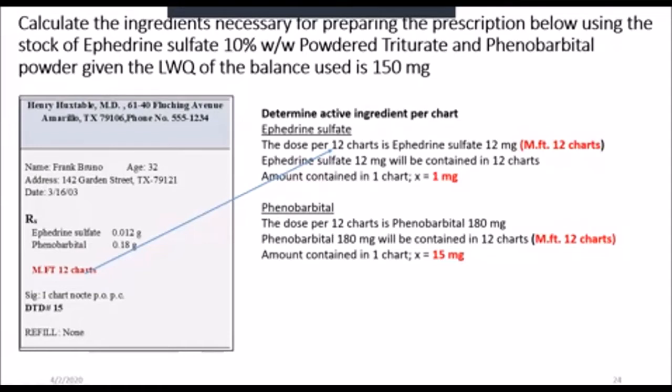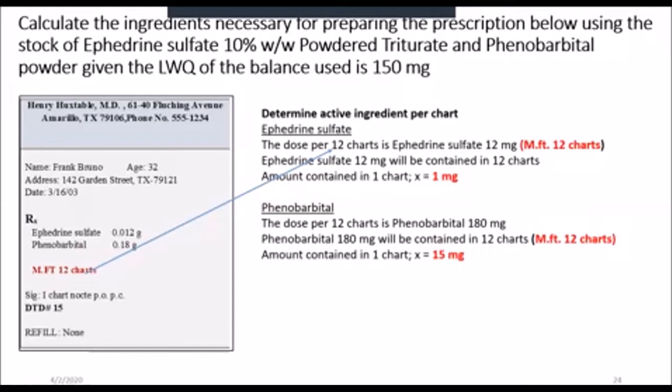Many students do not determine what one chart will be. They don't determine the unit. They go straight ahead: if 12 charts contain 12 milligrams, then 15 charts will contain X. There's nothing wrong with that, because you're going to get the same answers. However, you have to bear in mind that you're weighing each chart separately. And when you write your label, your concentration needs to say each chart containing 1 milligram of ephedrine, each chart containing 15 milligrams of phenobarbital.